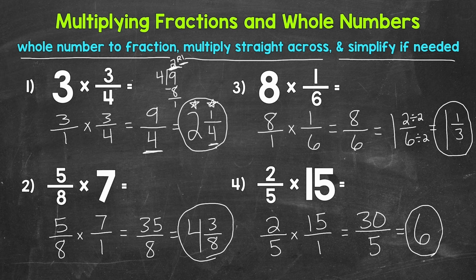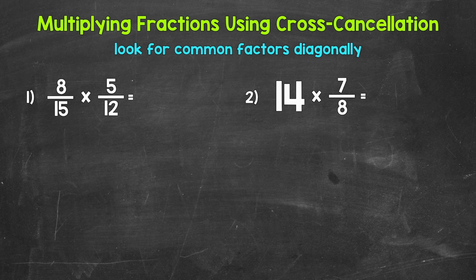Now let's take a look at cross-cancellation. Now, in our last section here, we're going to look at multiplying fractions using cross-cancellation. This is a strategy we can use to basically simplify a problem before we multiply. This gives us smaller numbers to work with, which can make things easier for us. Now, do we have to use cross-cancellation? No, we can always just multiply straight across, but this is a helpful strategy to be familiar with.